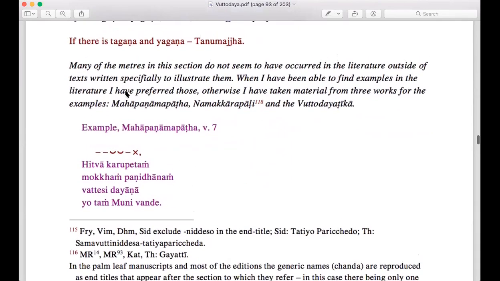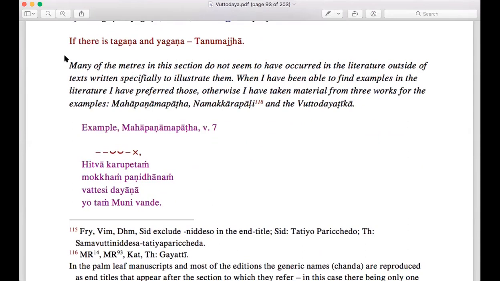So this is also an important point by Bhante Ananda Jyoti. Many of the meters in this section do not seem to have occurred in the literature outside of texts written specifically to illustrate them.